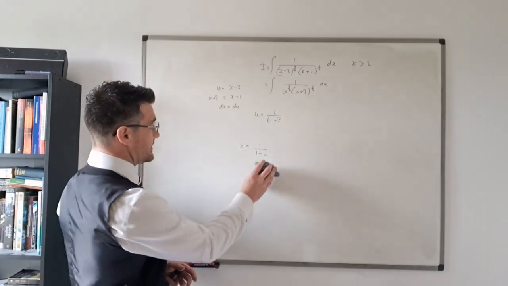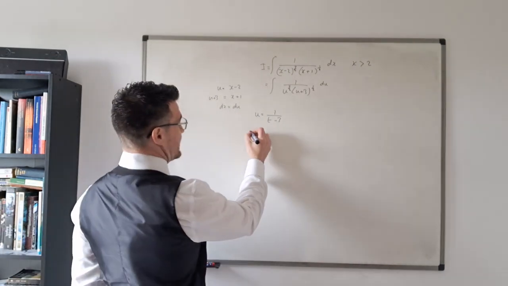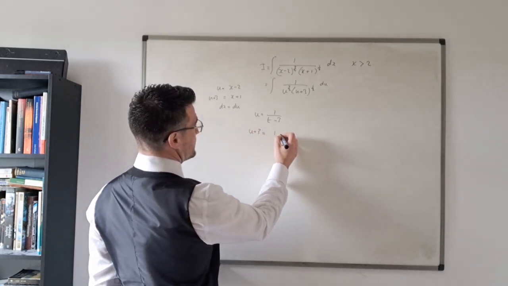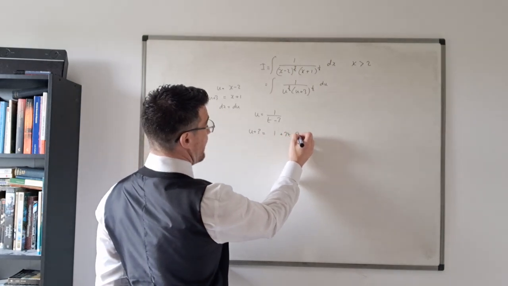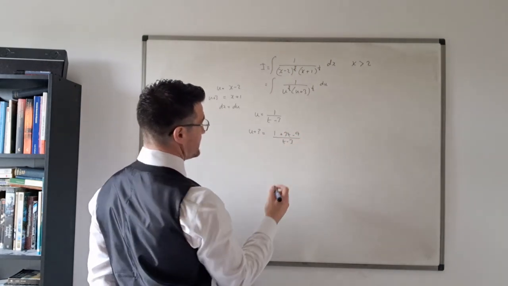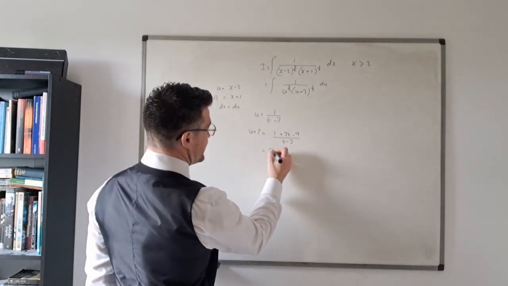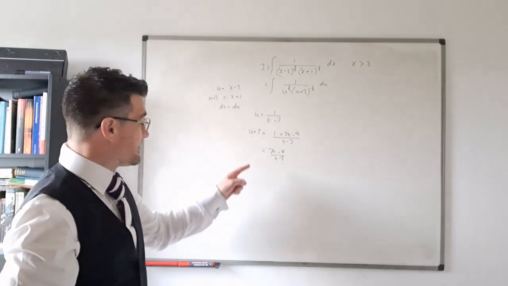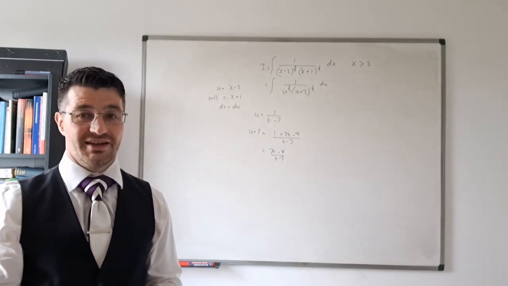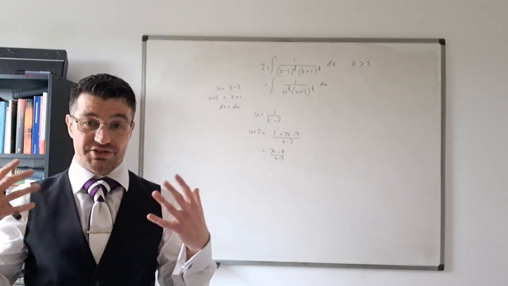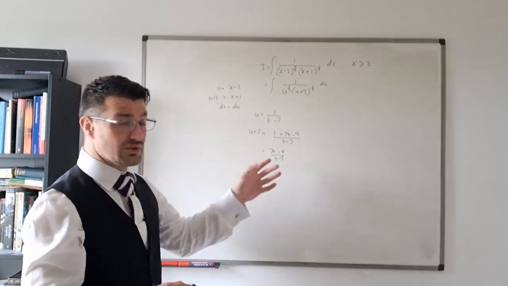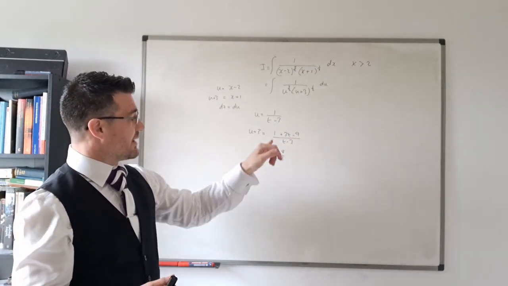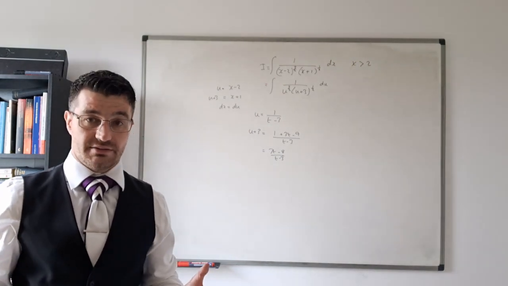Okay, so when I did this, I got u plus 3 is equal to 1 plus 3t minus 9 over t minus 3, which is equal to 3t minus 8 over t minus 3. And the word that I would use to describe this expression is fussy. That was one of the first words that came to mind. It looks too fussy. And if I substitute this in here, I'm going to get an expression that's going to be too fussy to integrate.